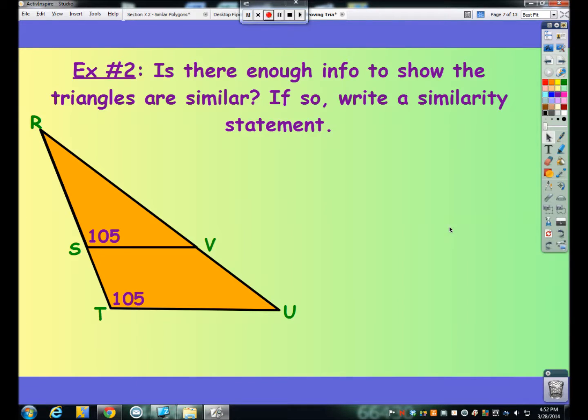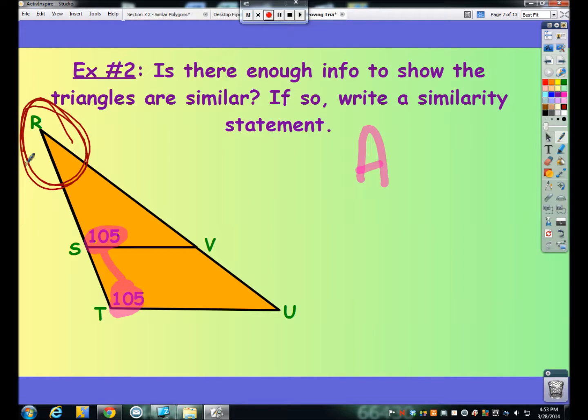Second example, is there enough information to show these triangles are similar? If so, again, write a similarity statement. So the first thing we immediately notice is, yes, we have matching 105s. We've got 1 A down. We need 1 A to go. But we don't really have any other numbers here. So what to do?